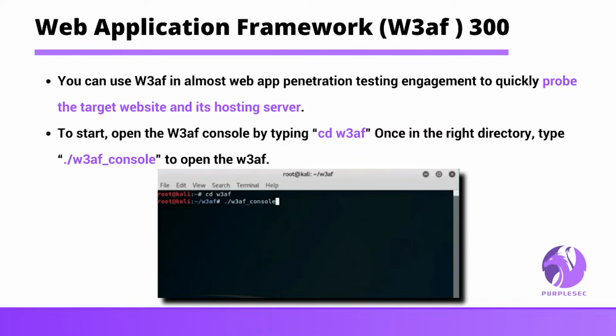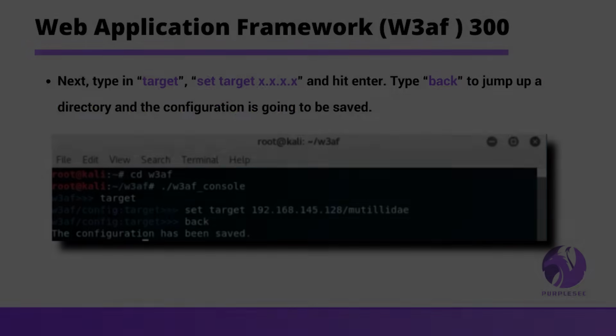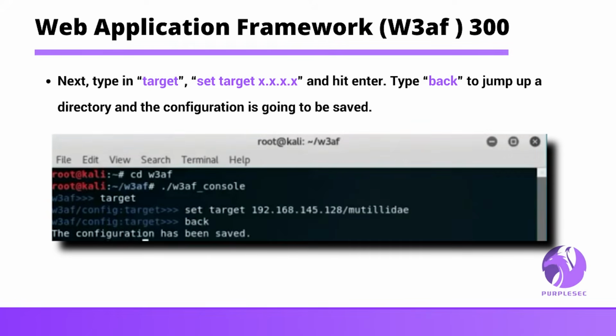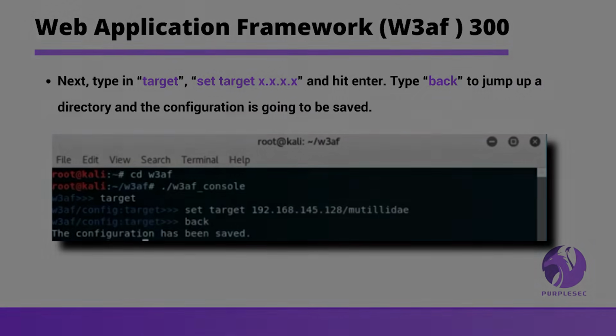Once in the right directory, type ./w3af_console to open W3AF. Next, type in target, set target, and then the range, and hit enter. Type back to jump up a directory, and the configuration is going to be saved.